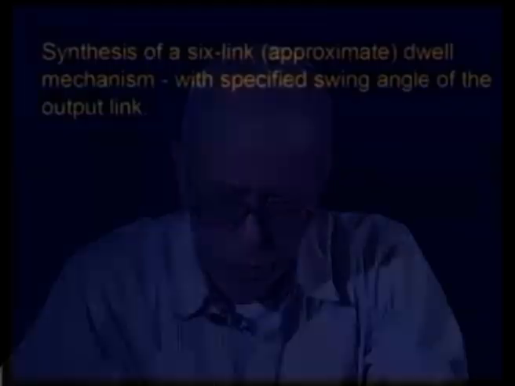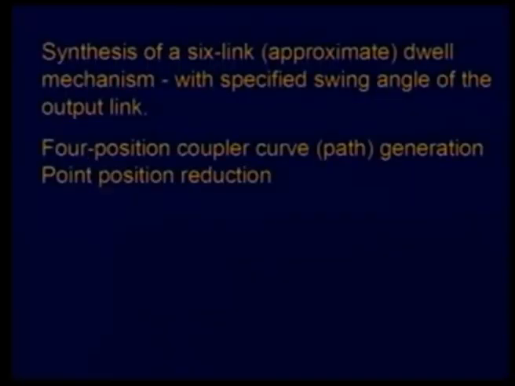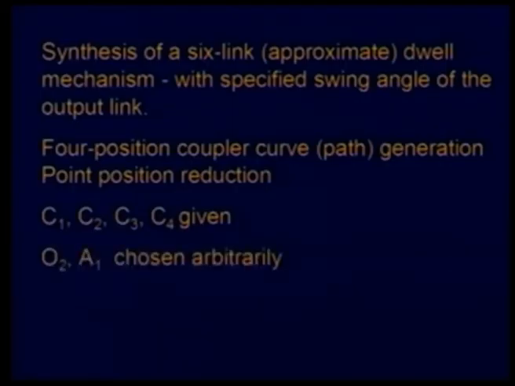So we have just now seen how we can synthesize a 6-link approximate dwell mechanism with specified swing angle of the output link. We use the 4-position coupler curve generation with the point position reduction technique. We took C1, C2, C3, C4 suitably to give the desired coupler curve. Then we chose O2 and A1 arbitrarily and applied the point position reduction technique, and O4 is so chosen that O4 11 and O4 21 coincide.